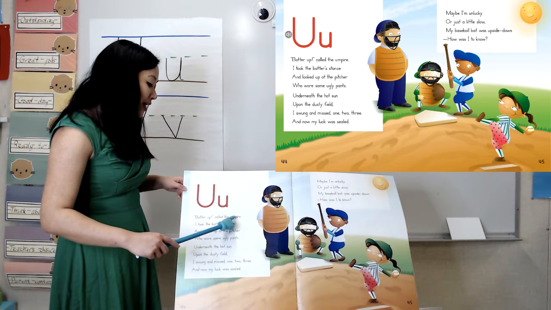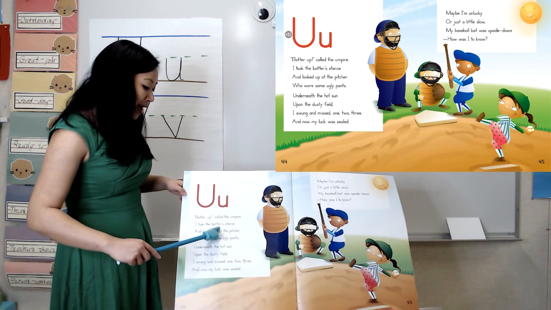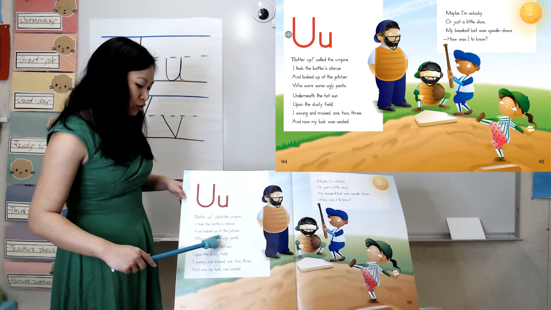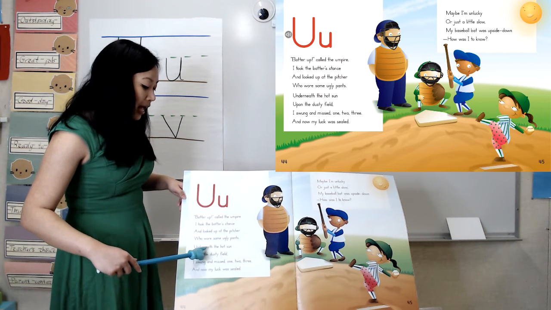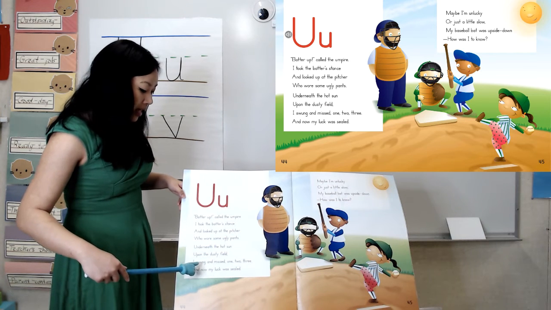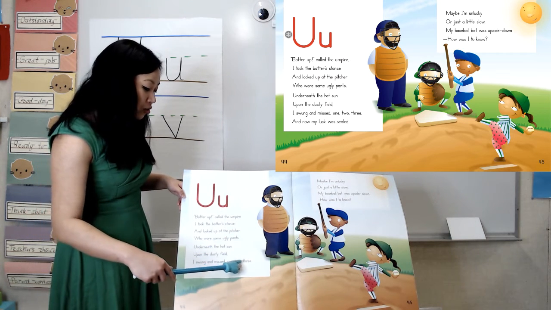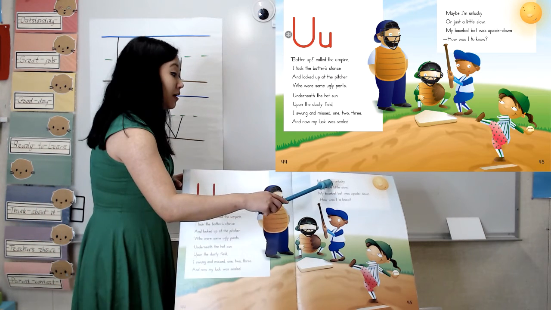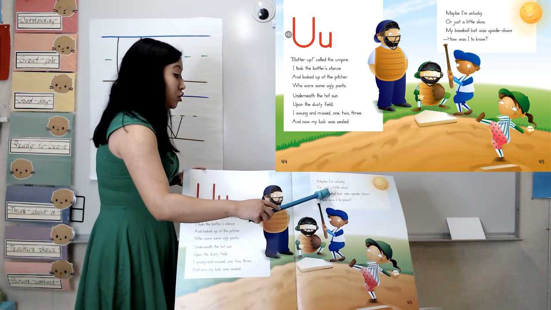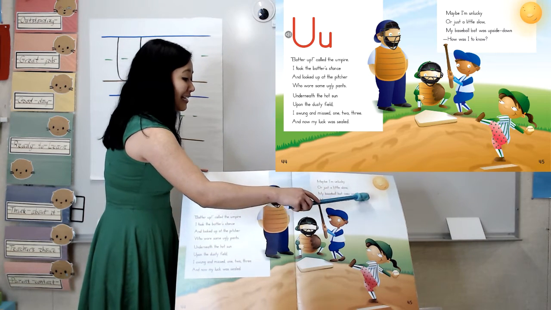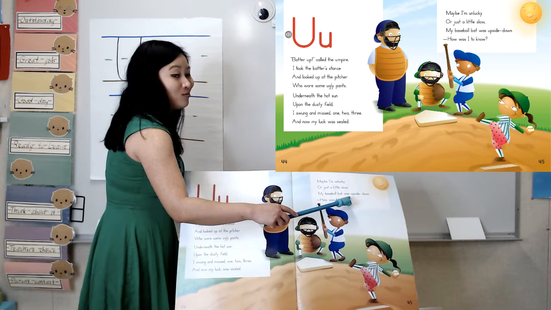Batter up, called the umpire. I took the batter's stance and looked up at the pitcher who wore some ugly pants. Underneath the hot sun upon the dusty field, I swung and missed 1, 2, 3, and now my luck was sealed. Maybe I'm unlucky or just a little slow. My baseball bat was upside down. How was I to know?